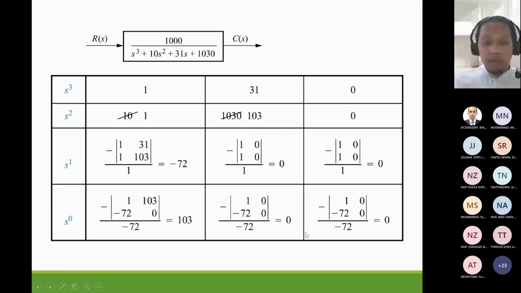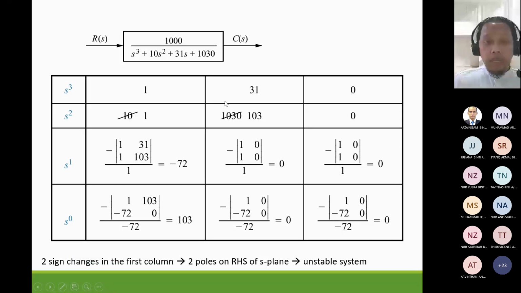So here we have generated the Routh table from the example. Then we can interpret the table. To interpret the table, we need to look at the first column, and then calculate how many sign changes there are in the first column.